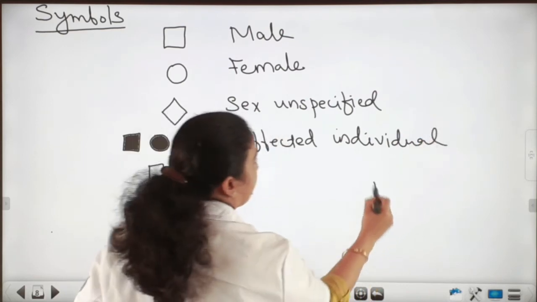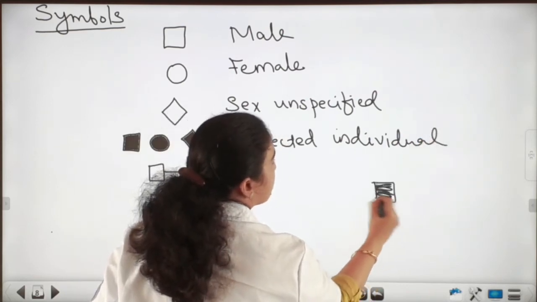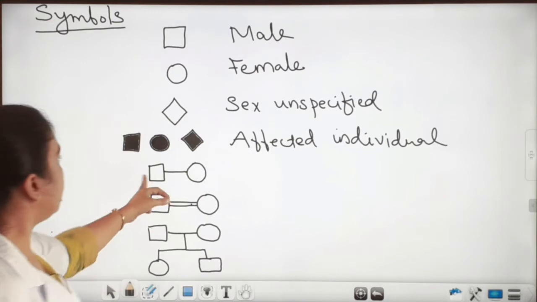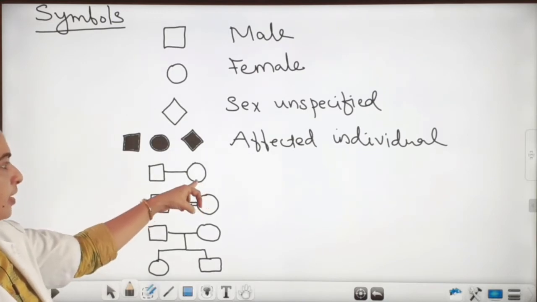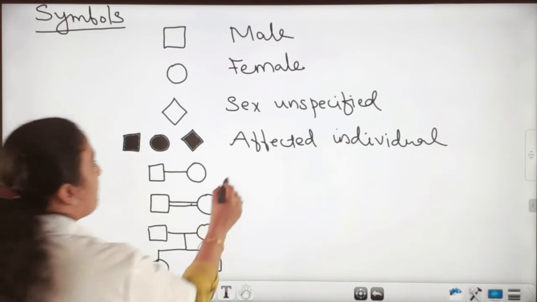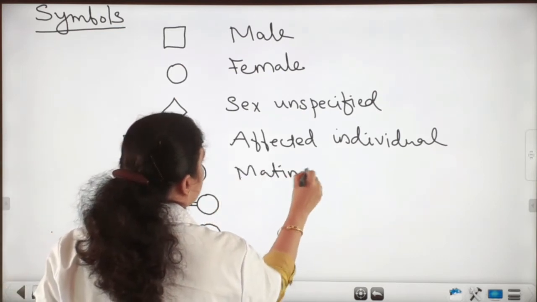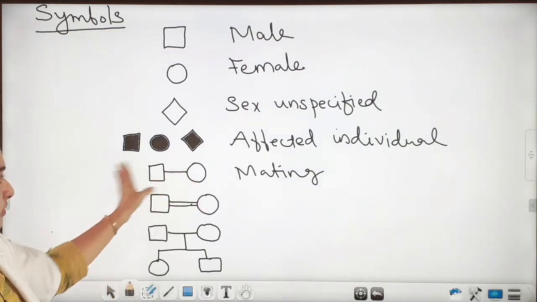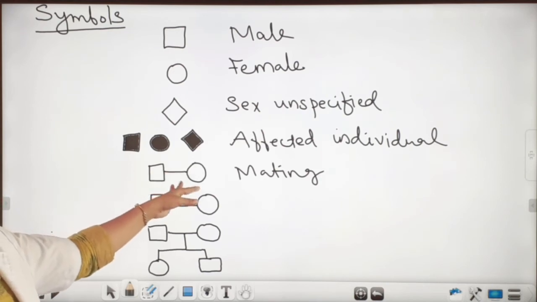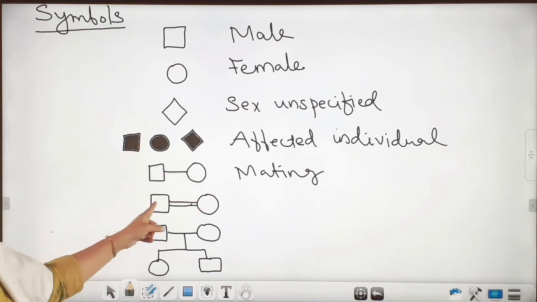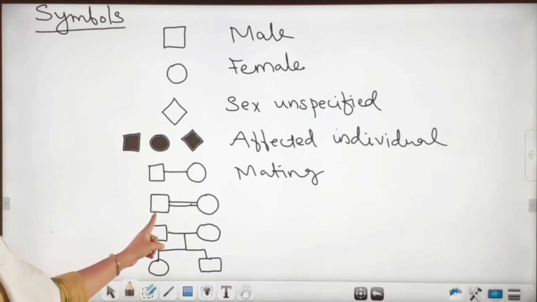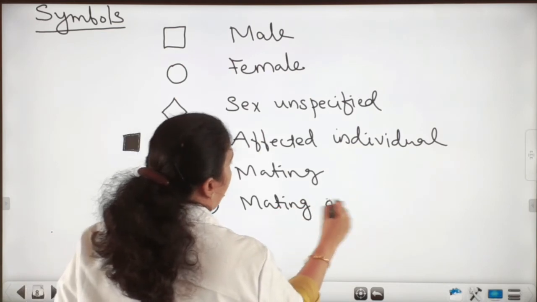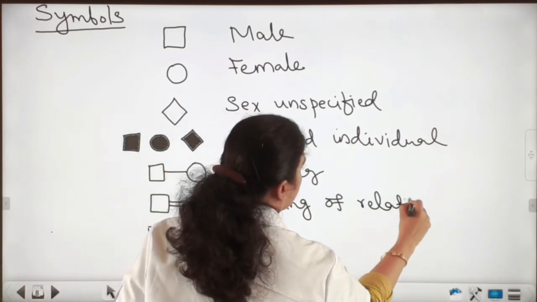For example, if a male is having dark shades, it means this is the affected male. And here, this male marries a female, or we can say mating between two individuals, a male and a female. That is called marriage between two individuals. And this is the mating between close relatives.